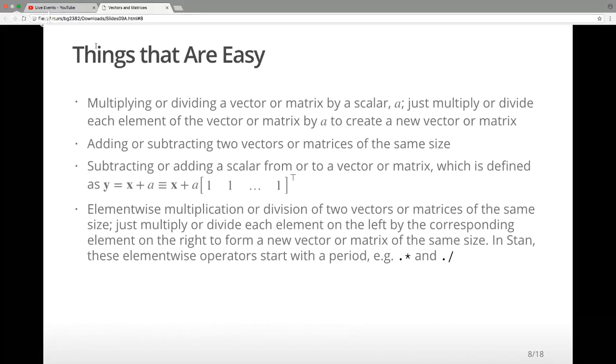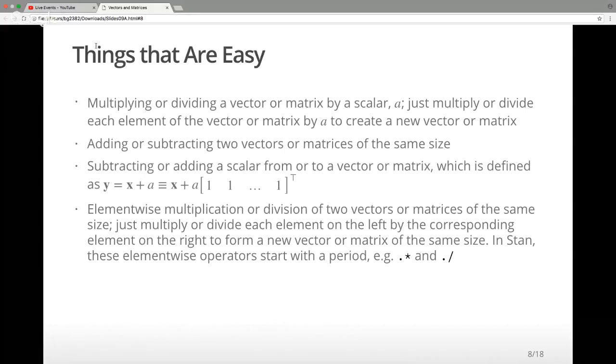Anyway, that's dot star and dot slash to indicate element-wise multiplication and division respectively. So in Stan, the element-wise operators for multiplication and division have special symbols, dot star and dot slash, and you use the regular star to indicate matrix multiplication, which we'll get to next. In R, it's actually the other way around.